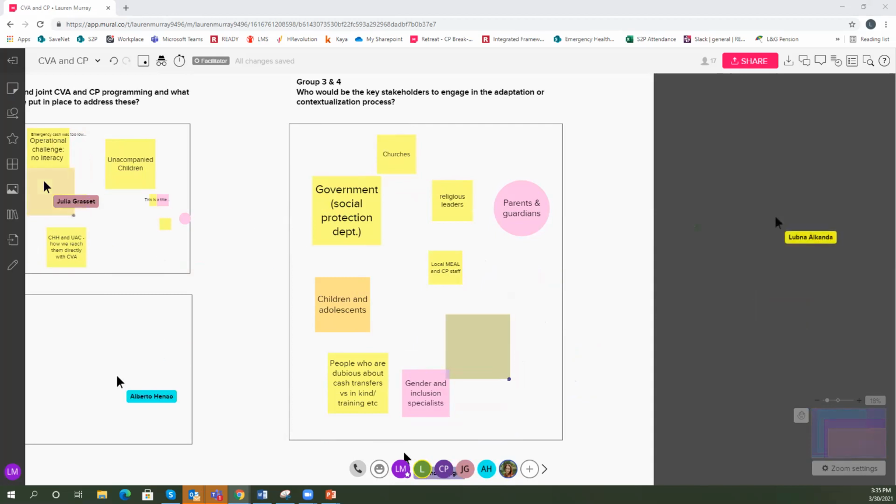Great. Yeah, religious institutions, I see churches as well. Gender inclusion specialist, that's a really fantastic one. We had a gender specialist review the tools as well, but definitely in terms of that contextualization process, that would be really relevant. And disability, absolutely.